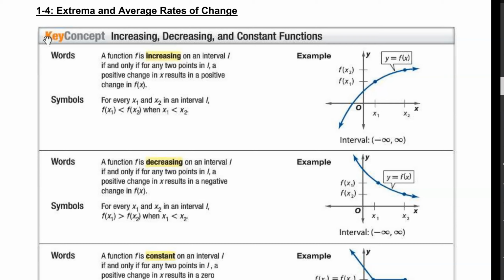1.4, extrema and average rate of change. So, key concept: if we're talking about a function increasing, decreasing, or if it's constant. I kind of tried to introduce this to you before. Do you have a question? No? We're good? Okay.